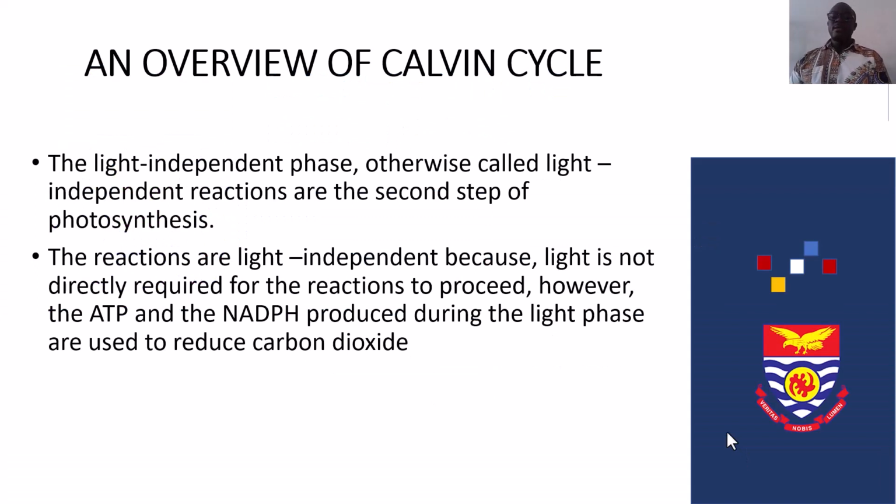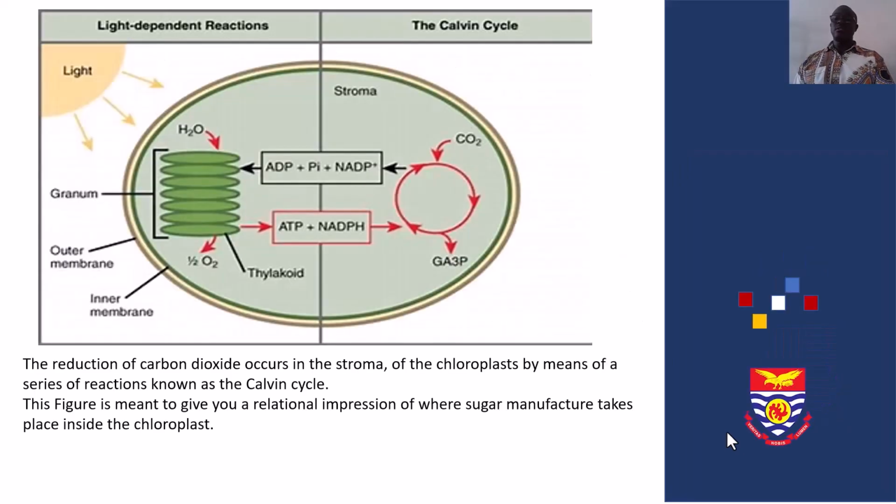The light independent phase, otherwise called the light independent reactions, is the second step of photosynthesis. The reactions are light independent because light is not directly required for the reactions to proceed. However, the ATP and NADPH produced during the light phase are used to reduce carbon dioxide.